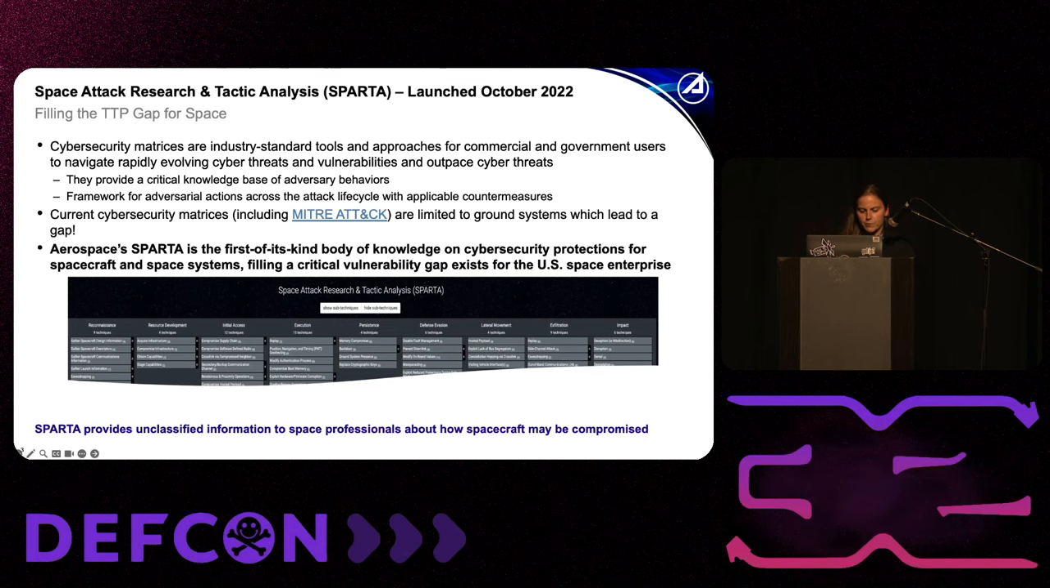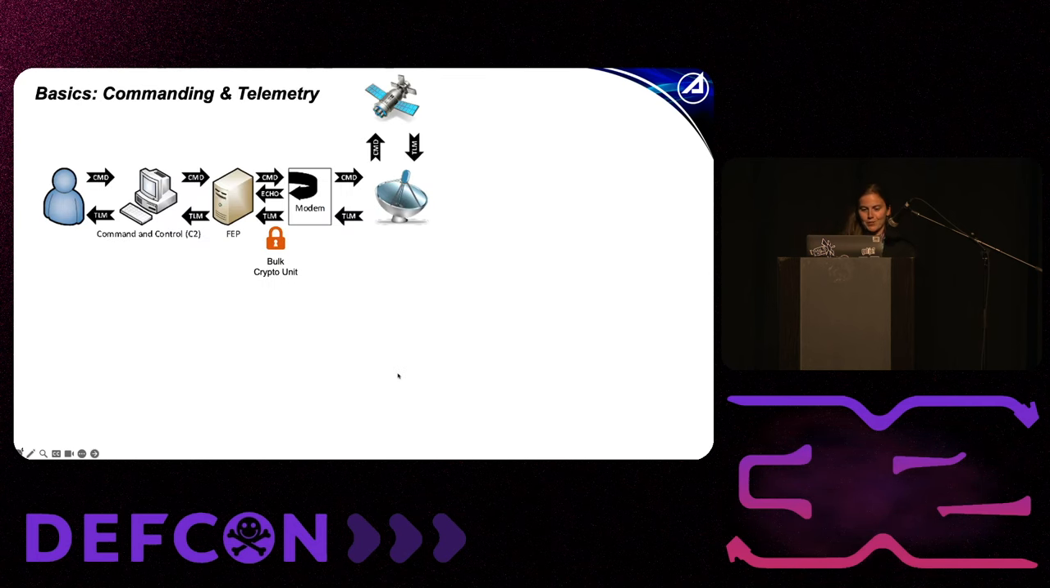And so I'm a very simple person, so I designed this very simple image. And really the idea is, you have a person behind a computer, we call that the command and control server, and they're pressing buttons, sending commands up to the spacecraft. That command will then flow over to the front end processor, which then travels to a modem. Now, sometimes, not always, a mission or an operation will have an encryptor or authenticator. We call that the bulk crypto unit.